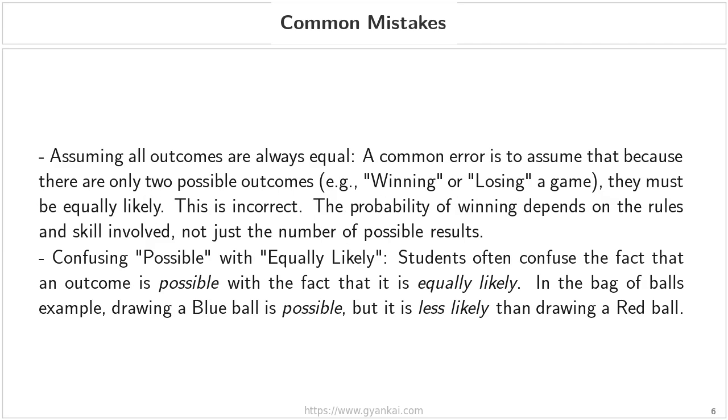Second, try not to confuse the concept of an outcome being possible with it being equally likely. This is a subtle but crucial distinction. Think back to our example from slide 4, where we had a bag with 3 red balls and 2 blue balls. It is certainly possible to draw a blue ball, but because there are fewer blue balls than red ones, drawing a blue ball is less likely than drawing a red one. Always ask yourself, is there a bias or a difference in quantity that favors one result over another?